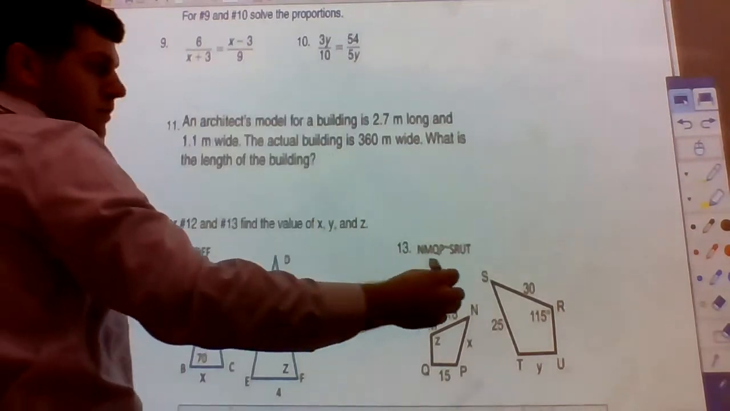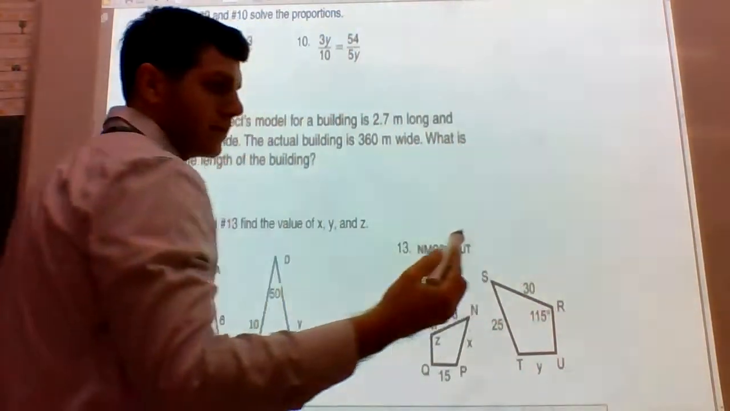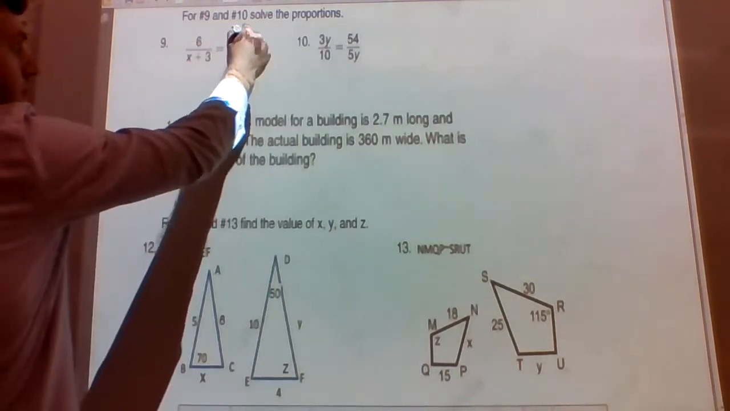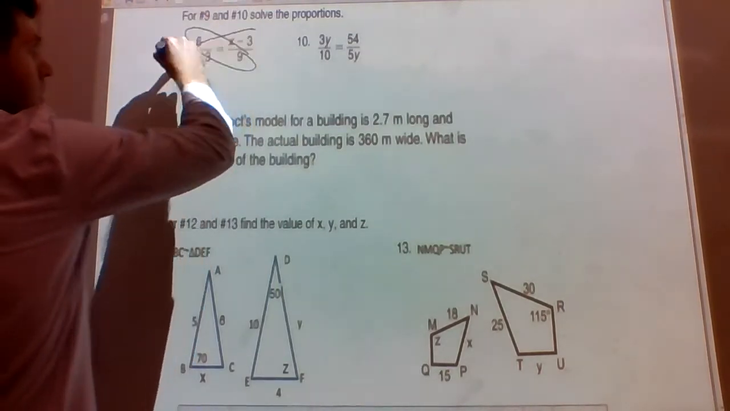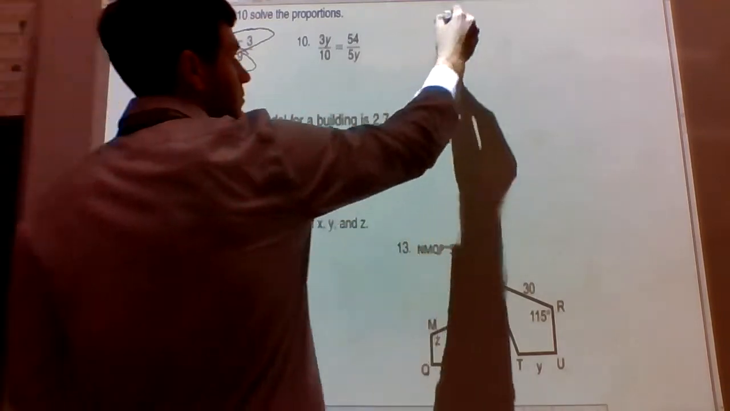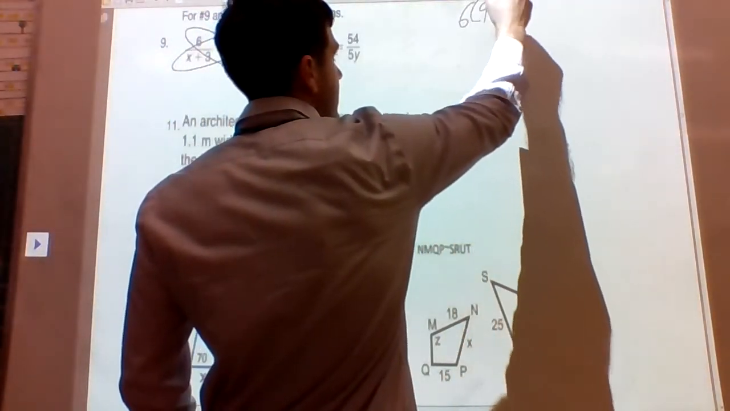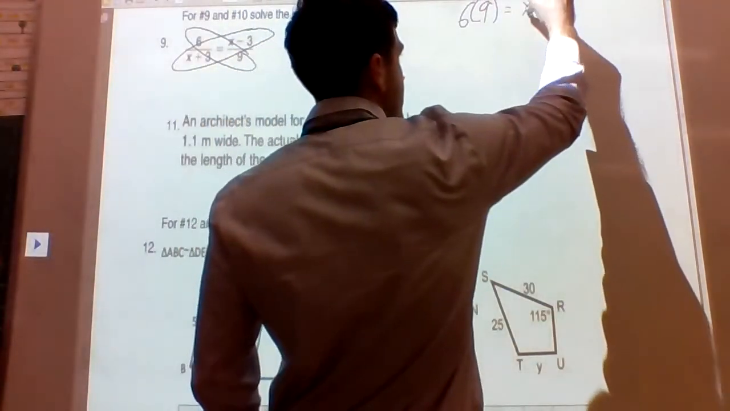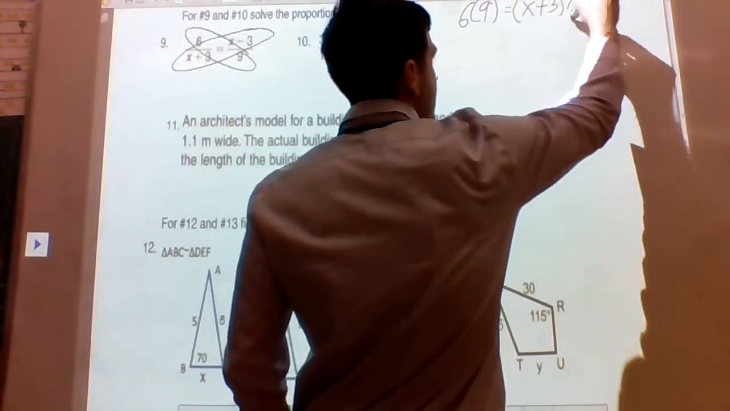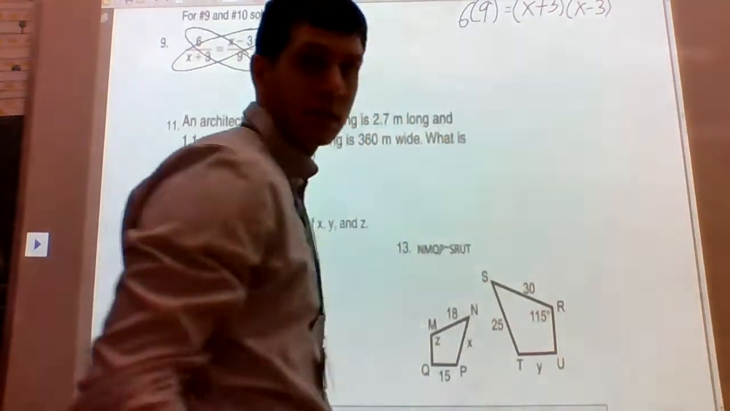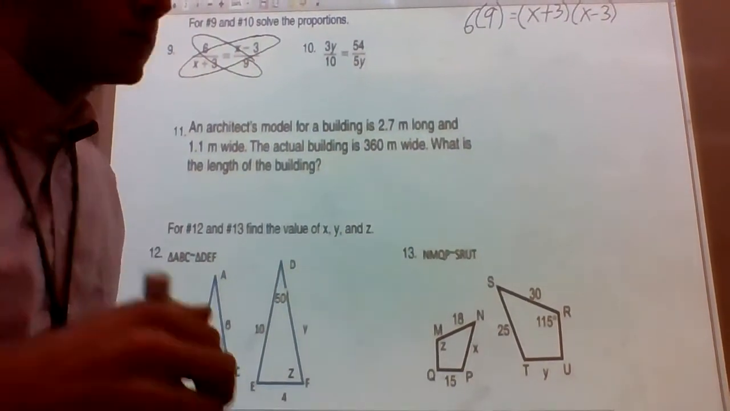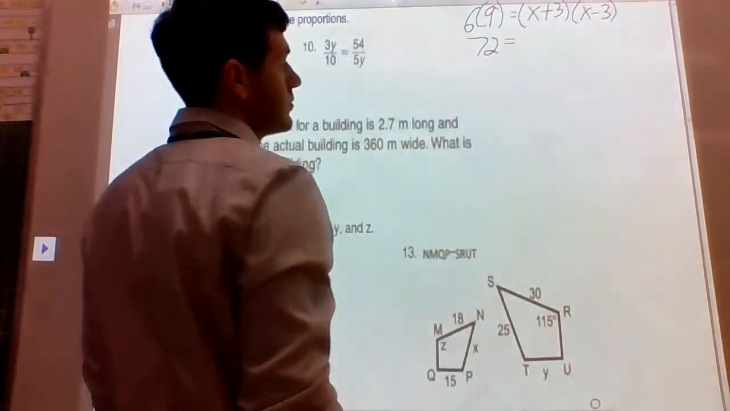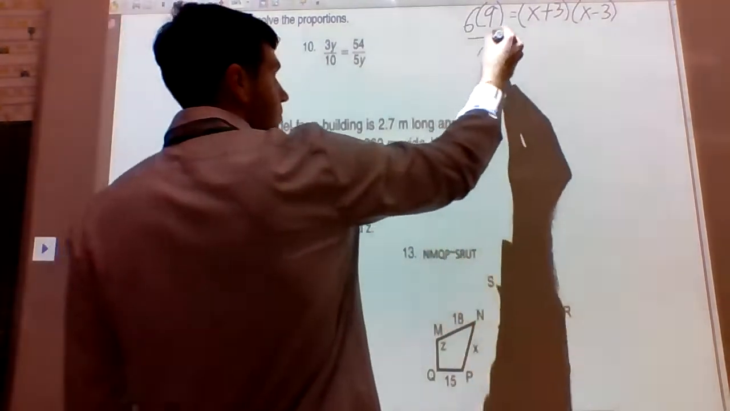I'm going to solve it over here because, again, I have to write large because the Epson pen is not very precise. Okay, so we want to cross multiply. We want to get 6 times 9 on one side, and on the other side we're going to get x plus 3 times x minus 3. 6 times 9 is 72. No, it's not. It's 54.